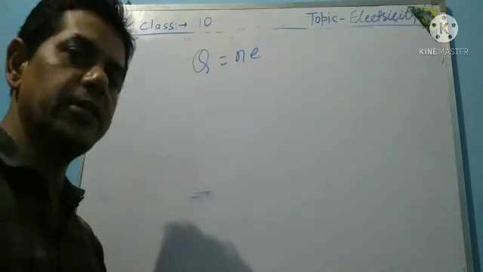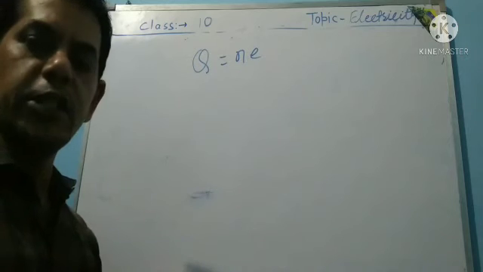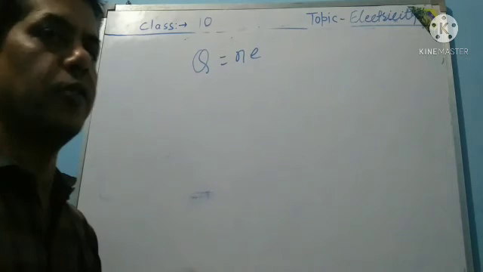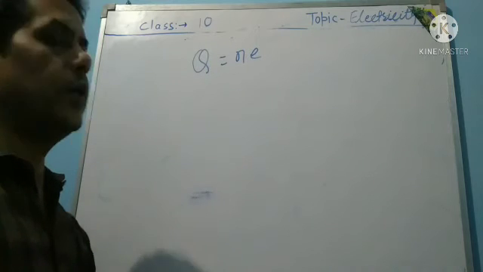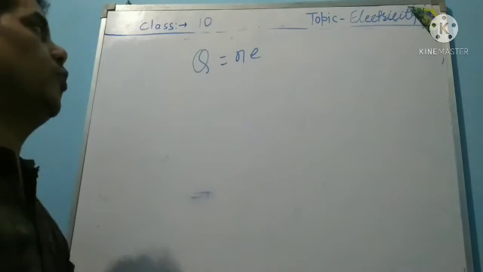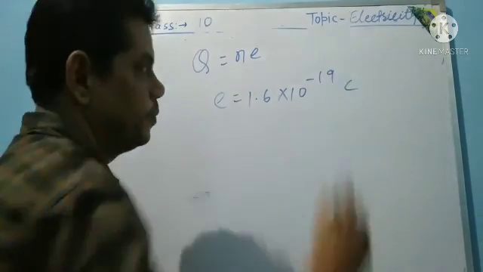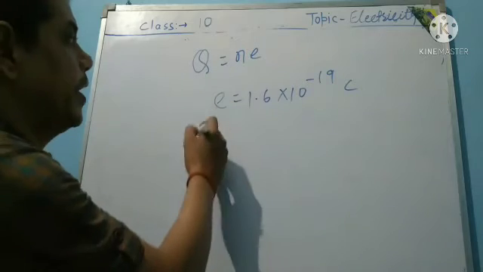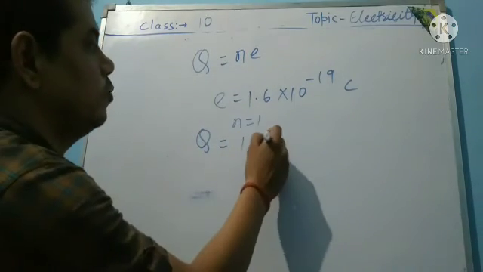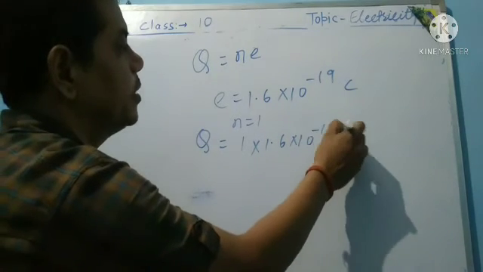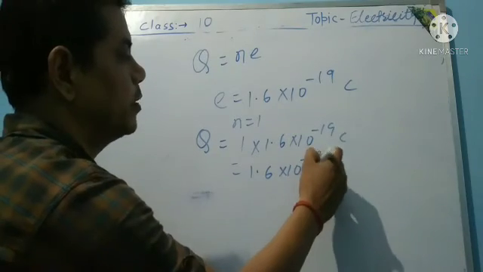So electric charge is quantized. The quantum of charge is equal to that on an electron. The charge is Q equals Ne, where e is 1.6 times 10 to the power minus 19 coulomb. If we take N equal to 1, then 1 times 1.6 times 10 to the power minus 19 coulomb, so also 1.6 times 10 to the power minus 19 coulomb.